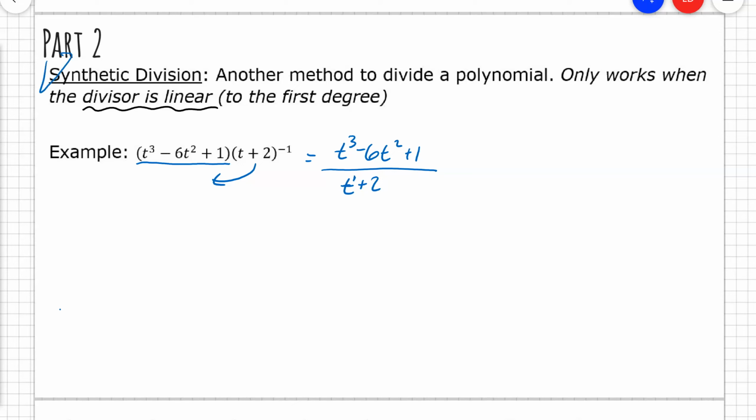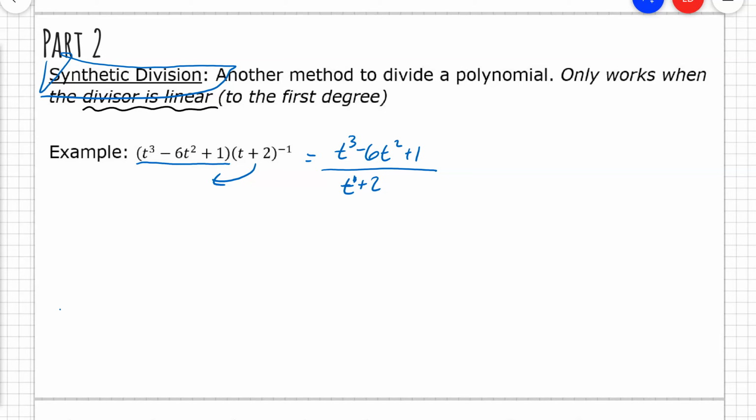We can use synthetic division. You can use long division if you prefer one way or the other. You can always use long division, okay? Synthetic division is an easier method, though, if you are just dividing by a linear binomial. Alright, let's go ahead and set this up.